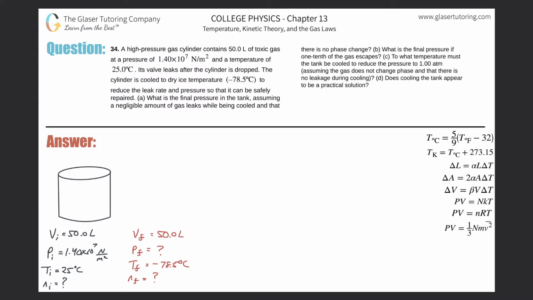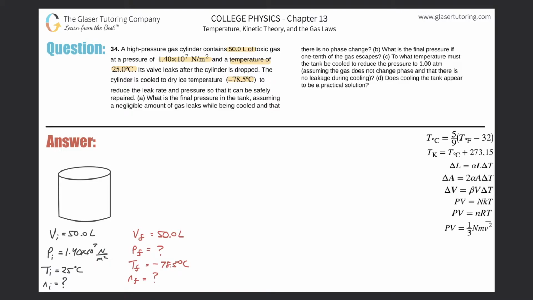Number 34. A high-pressure gas cylinder contains 50 liters of toxic gas at a pressure of 1.4 times 10 to the 7 newtons per meter squared and a temperature of 25 degrees Celsius. Its valve leaks after the cylinder is dropped. The cylinder is cooled to dry ice temperature, negative 78.5 degrees Celsius, to reduce the leak rate and pressure so that it can be safely repaired.